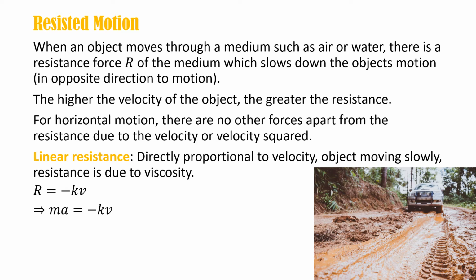Now we know that for any particular force, it's just going to be mass times acceleration. So then the mass times acceleration is going to be the negative constant times velocity. So we can rearrange that and say that our acceleration is going to be the negative of our constant of resistance over mass, multiplied by the velocity. So that's linear resistance. That's where it's directly proportional to the velocity.